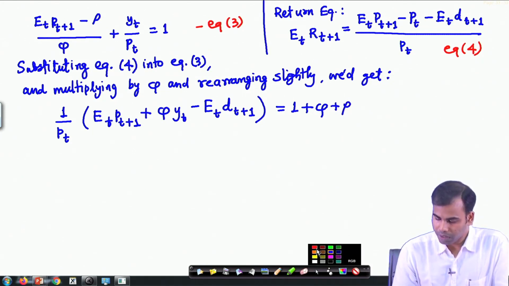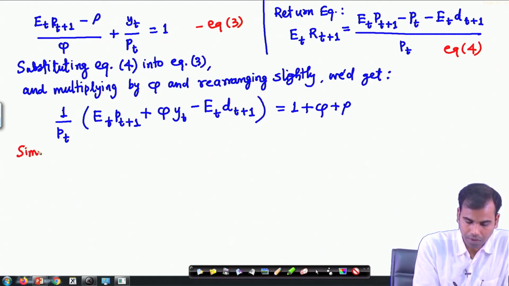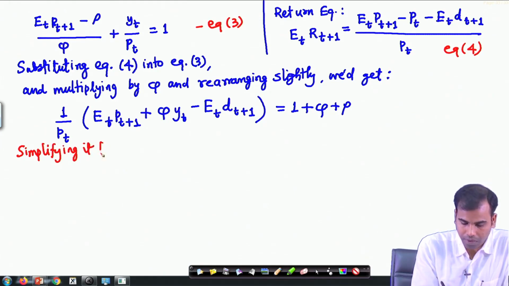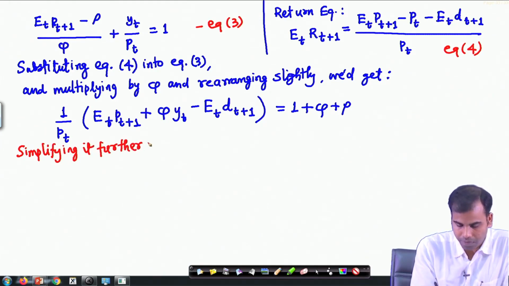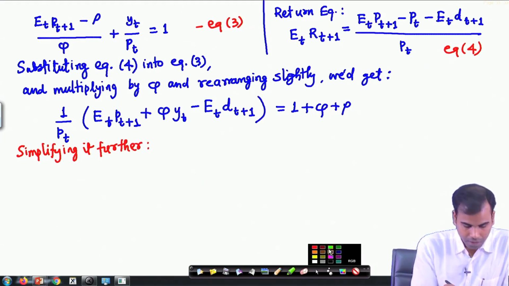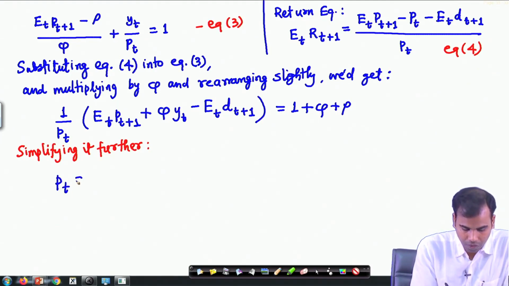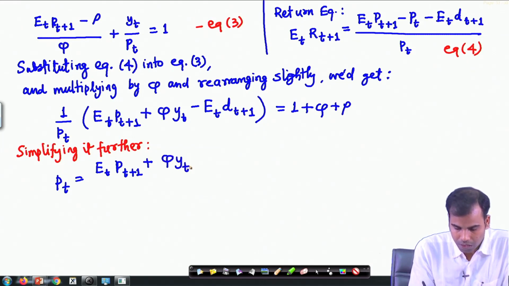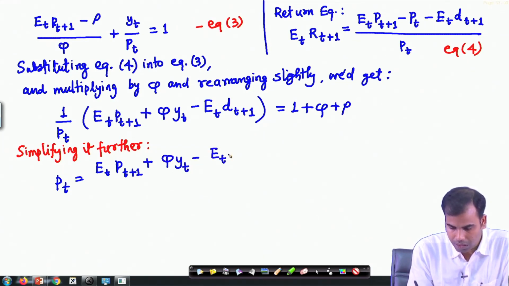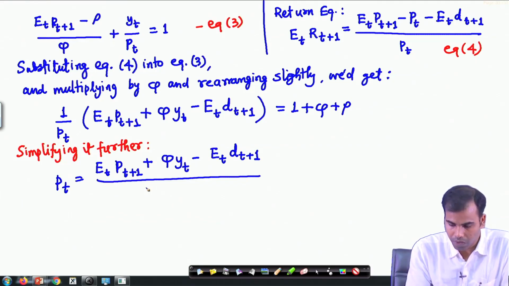If we simplify further, we get the price formula, which is P t is expectation at t of P t plus 1 plus phi y t minus E t d t plus 1, divided by 1 plus phi plus rho.